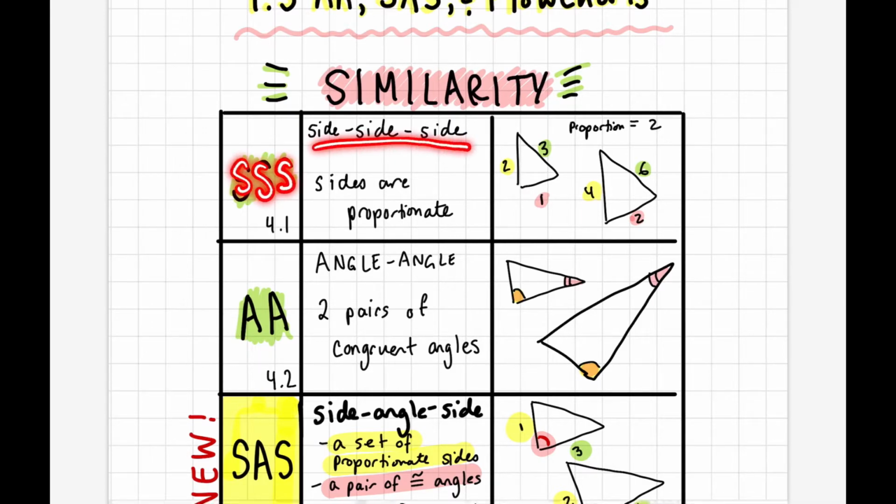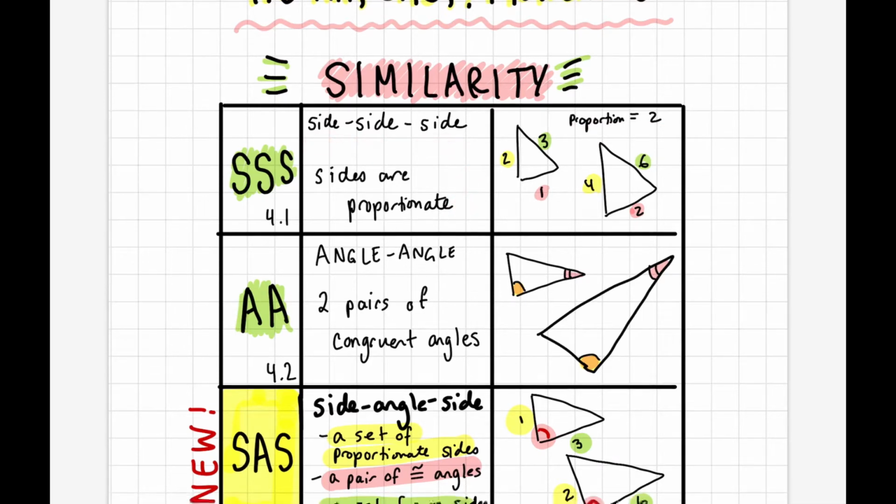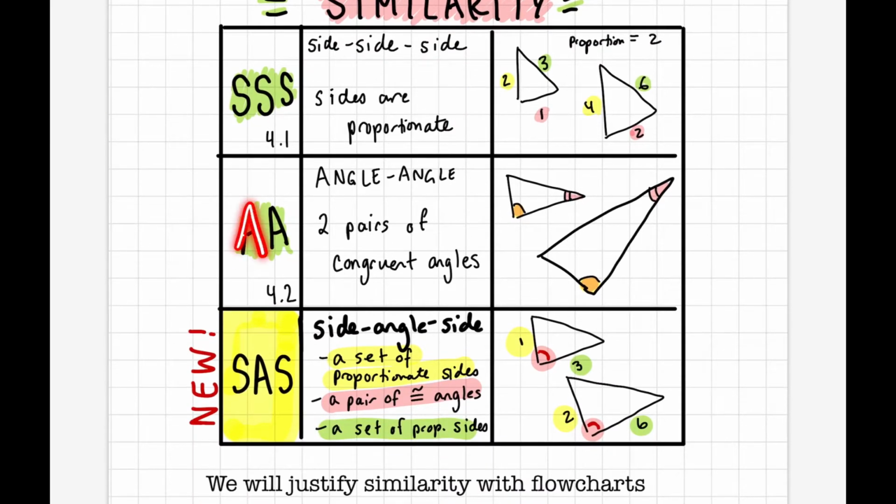So side, side, side stands for sides are proportionate. If you have two triangles, you can see that the sides are proportionate. This one's twice as big, this one's also twice as big, and lastly, this one is twice as big. And you need to show this with all three sides, that you have the same proportion of two. Side, side, side. Next, we went through angle, angle.